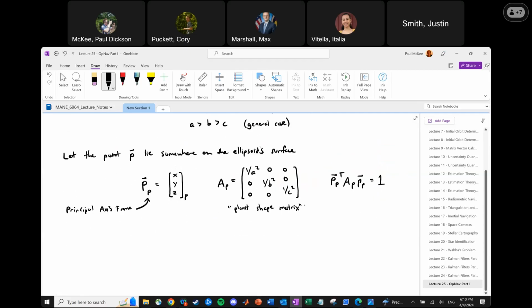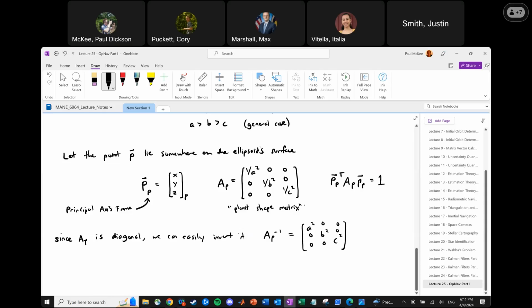Now, since A_P is diagonal, we can easily invert it. So A_P inverse is just a squared, b squared, c squared. All right. Now, what if we wanted to express the planet's shape in a different frame?